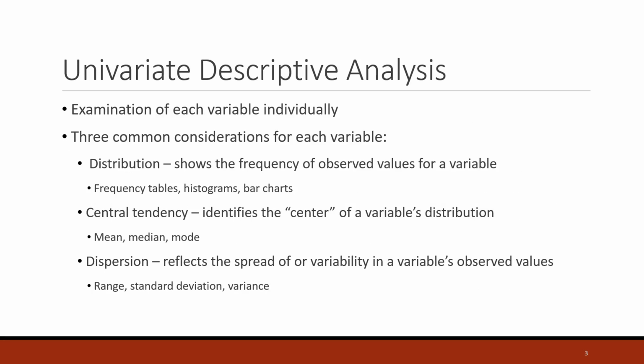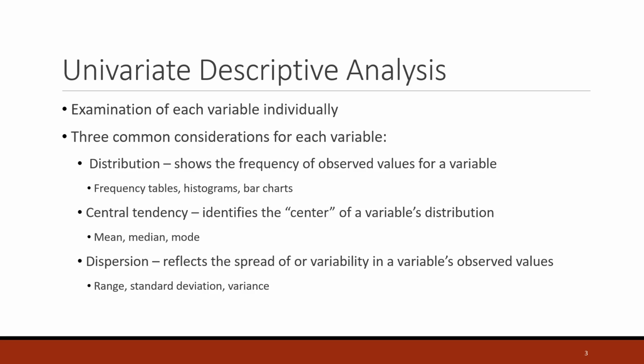Okay, so now that we have a handle on what descriptive statistics are or allow us to do, we'll take a look at some actual descriptive analysis, starting with univariate descriptive analysis, which, univariate, there's a "uni" there, means one variable, so an examination of each variable individually. And there are three common considerations that we want to take into account for each of the variables we're looking at. So the distribution, which shows the frequency of observed values for a variable, and some common ways to look at the distribution include frequency tables, histograms, bar charts.